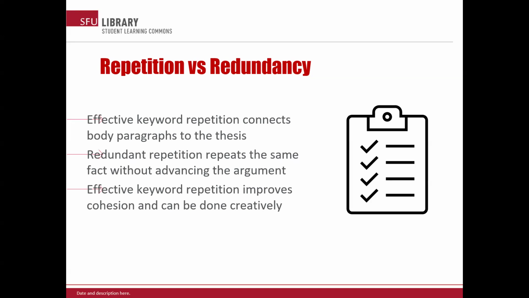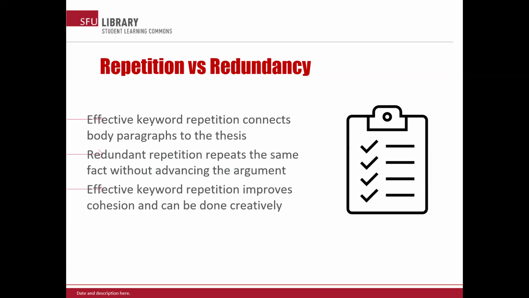Repeating information can demonstrate to your reader that you think it's important, but without your discussion of the evidence, your reader's not going to have any idea why it's important. Repeating the same information can even weaken your argument because your reader might think that there's really only that one single supporting point for your claim. On the other hand, effective keyword repetition is just that. It is repetition of key words or terms, not necessarily ideas, that advance your argument because it connects your paragraphs back to your thesis statement.